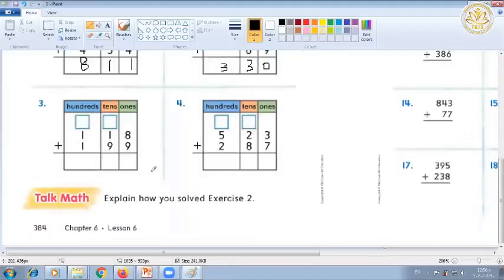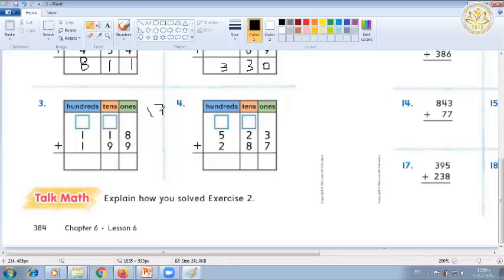330. Let's go to number 3. Here we have the ones first. 8 plus 9. If it's very hard for you, just remember 9 plus 9 equals 18. That means that 8 plus 9 equals, take 1, it's 17. So now I have 17.